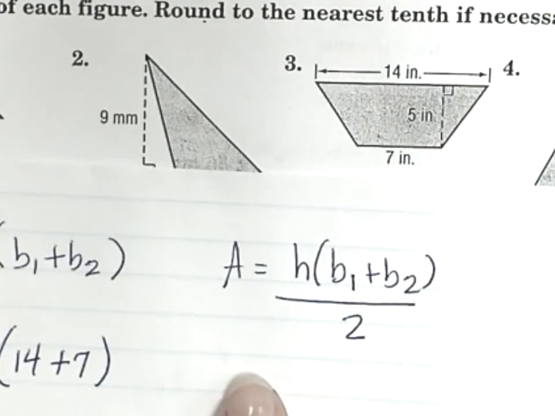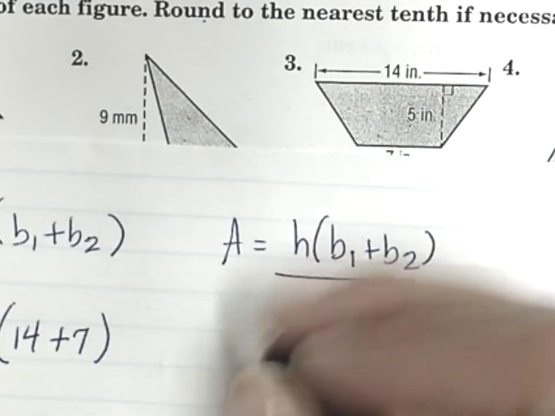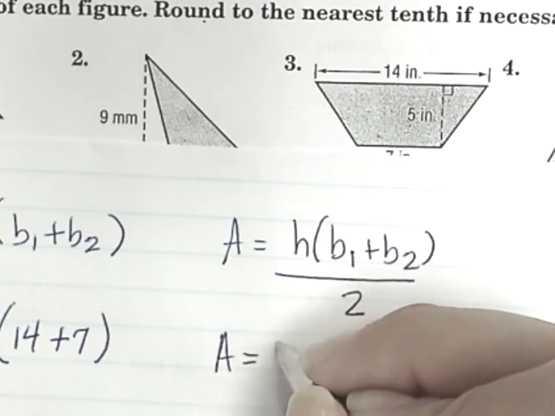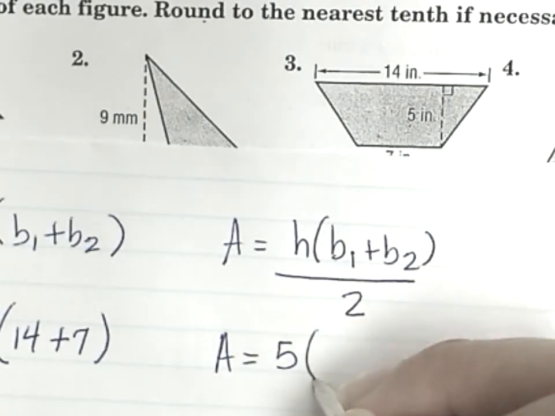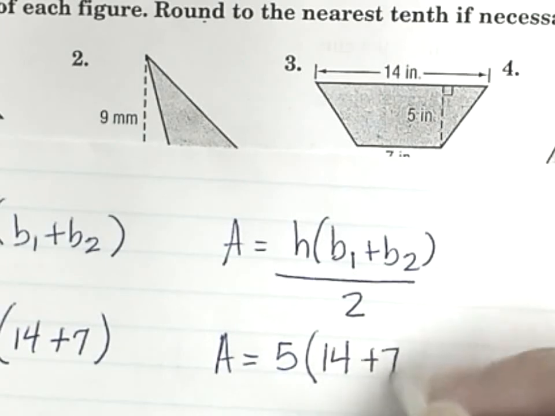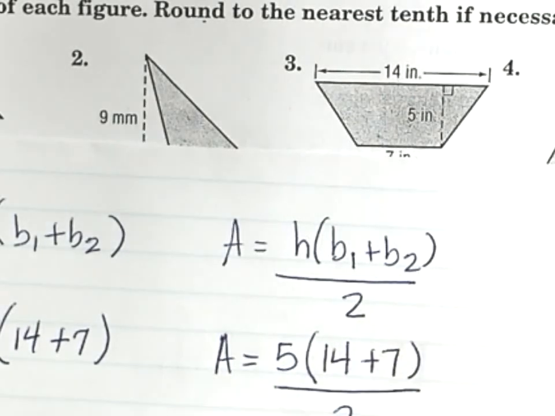So, back over here, we're going to fill in what we know. Area, the height we said was what? 5. Base 1 is 14, base 2 is 7, and we're dividing by 2.